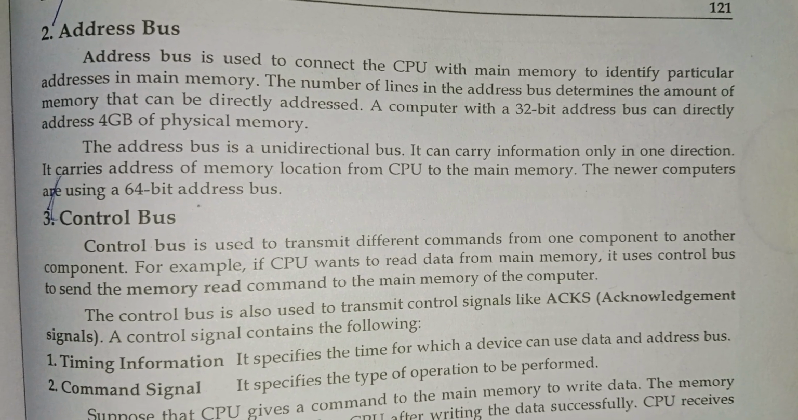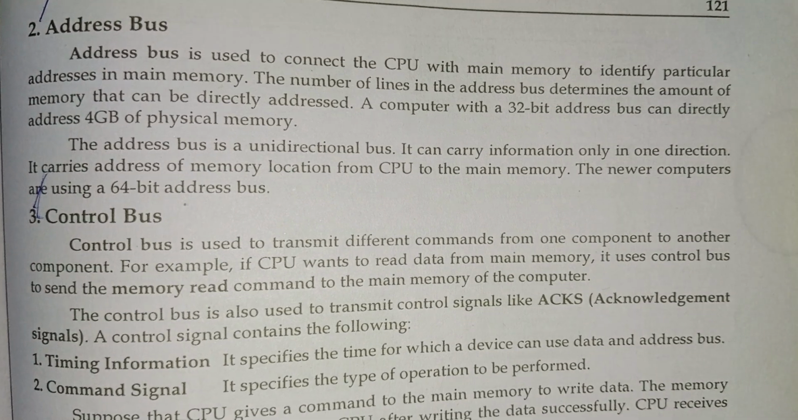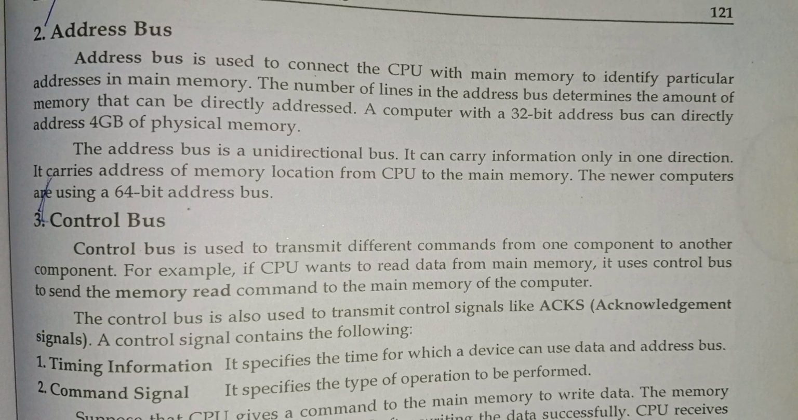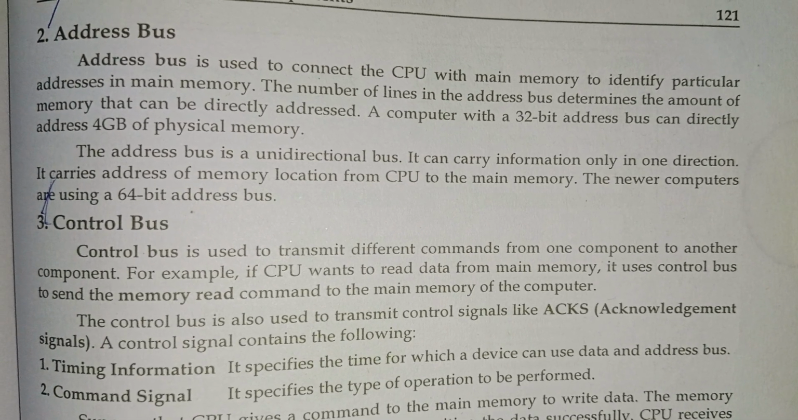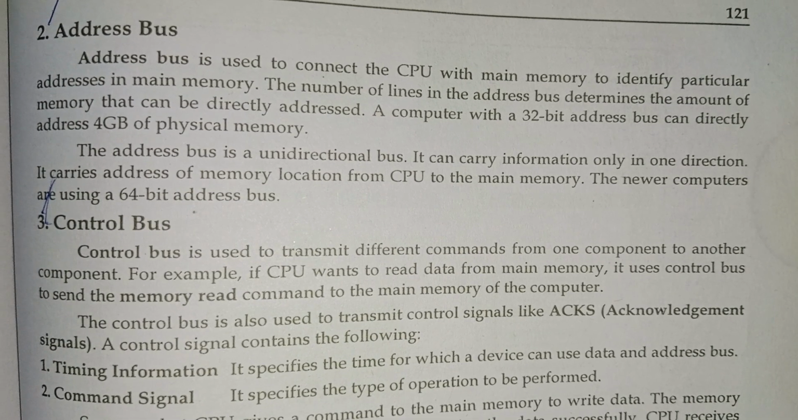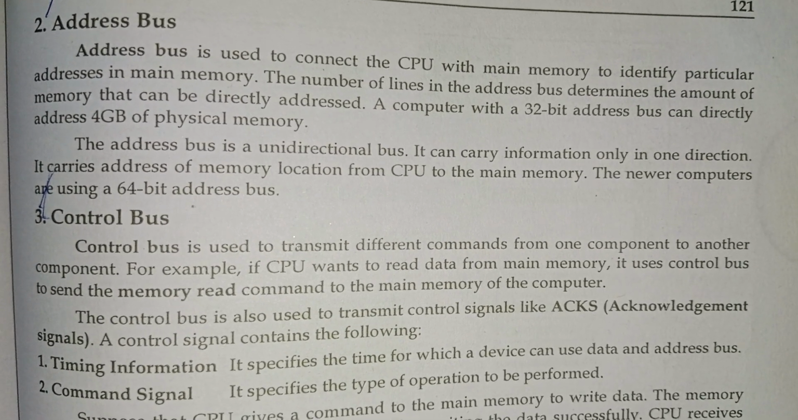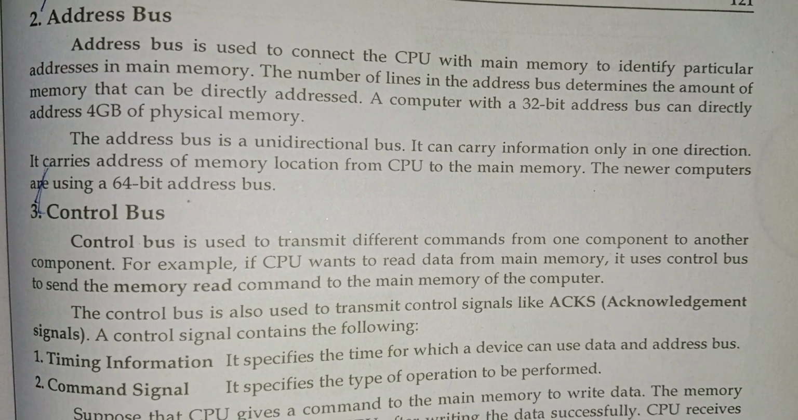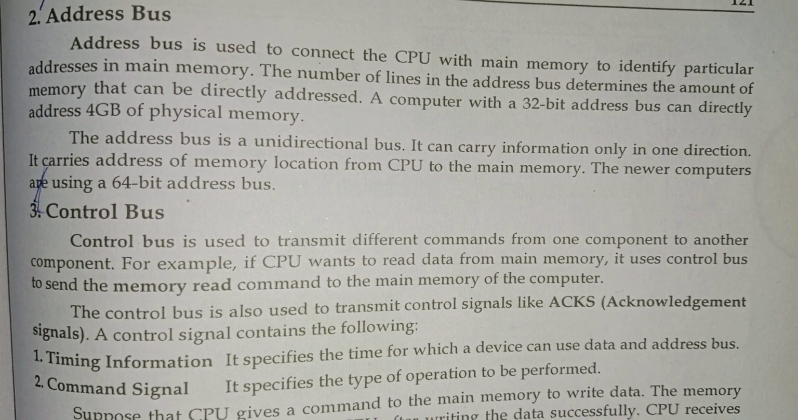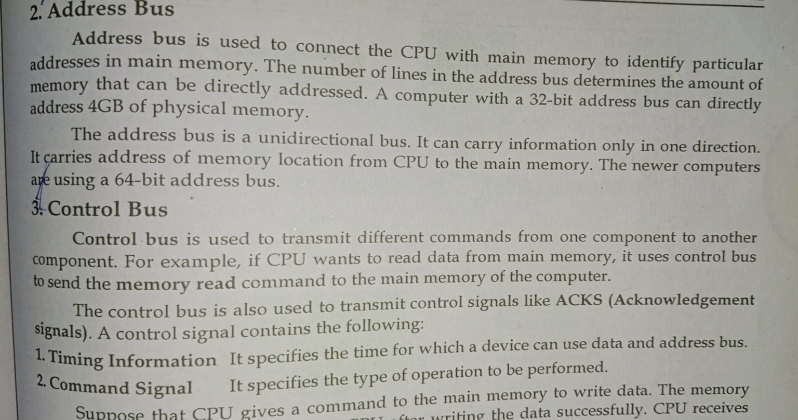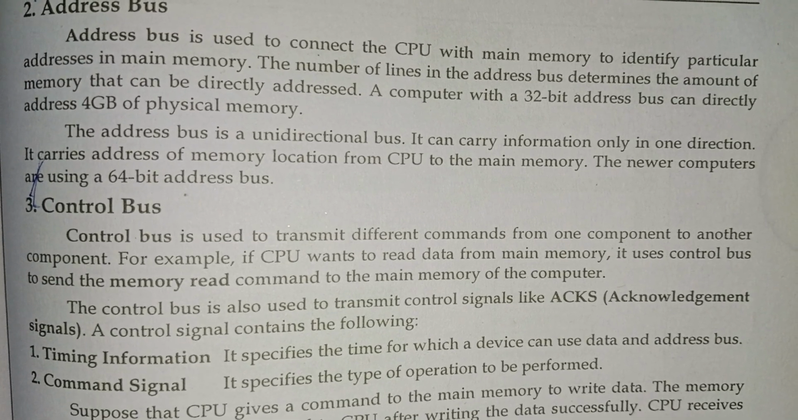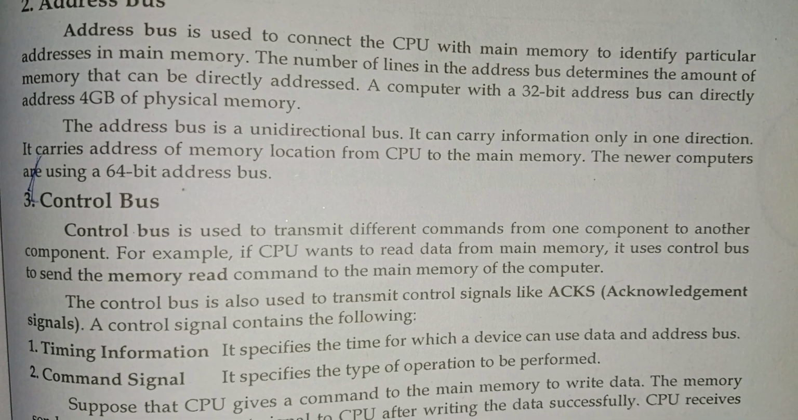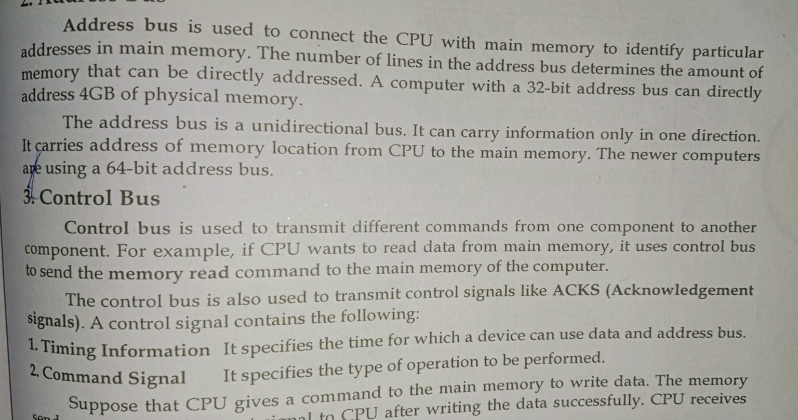Address bus. Address bus is used to connect the CPU with main memory to identify particular addresses in main memory. The number of lines in the address bus determines the amount of memory that can be directly addressed. A computer with a 32-bit address bus can directly address 4 GB of physical memory. The address bus is a unidirectional bus. It can carry information only in one direction. It carries the address of a memory location from the CPU to the main memory. The newer computers are using a 64-bit address bus.